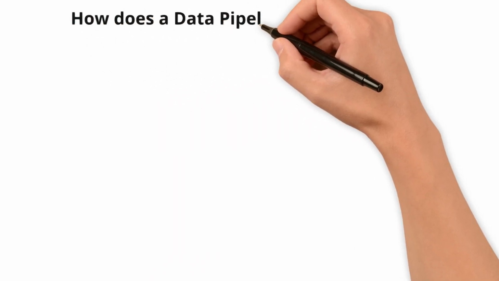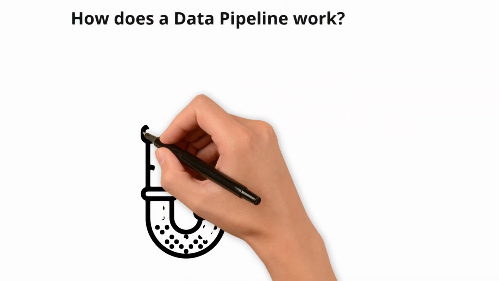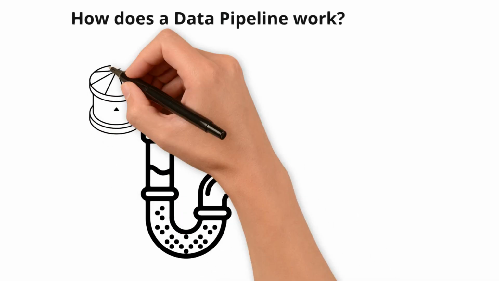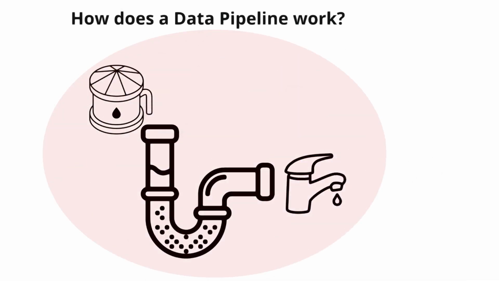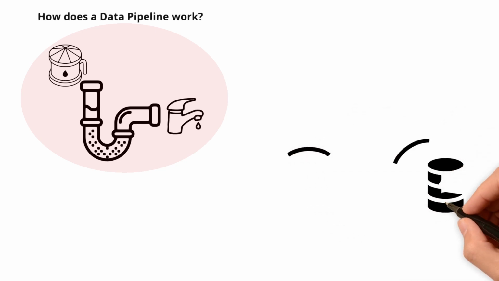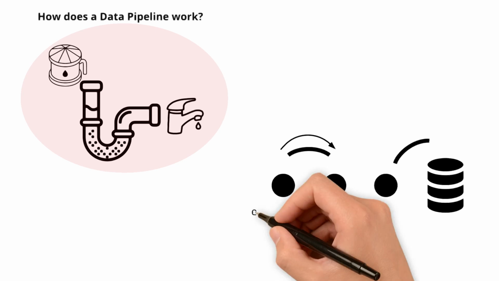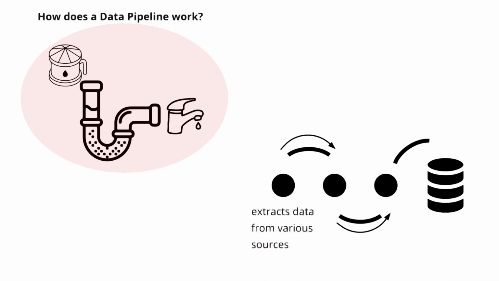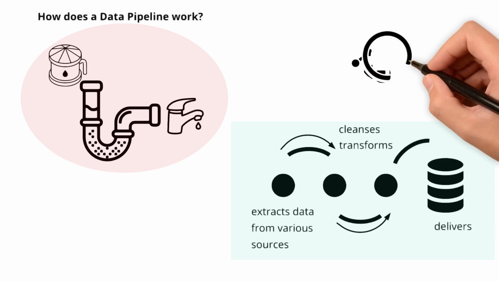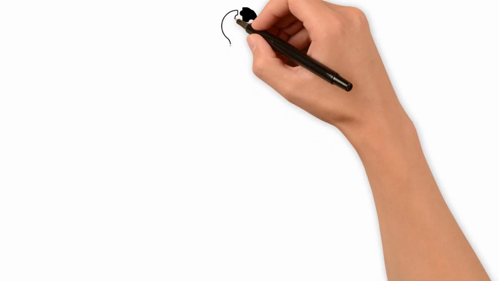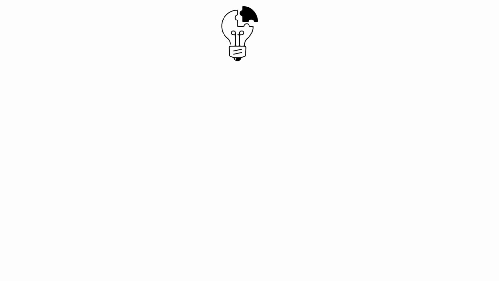How does a data pipeline work? Just like a water pipeline moves water from the reservoir into your taps, a data pipeline includes a series of steps, each of which delivers an output that is the input to the next step. It extracts data from various sources, cleanses it by removing impurities, transforms it by changing the format, and delivers it to a usable destination ready for analysis. Let's dissect this further and understand what each part of a data pipeline does.